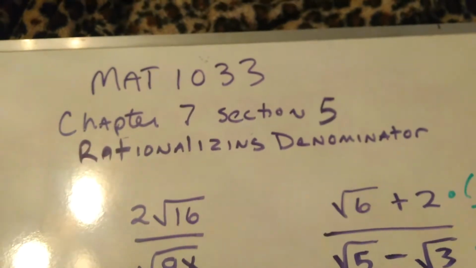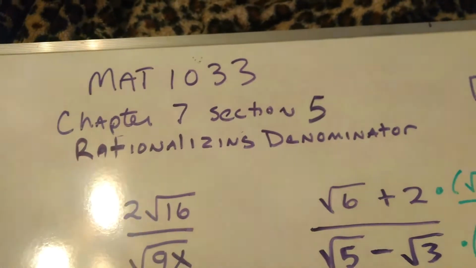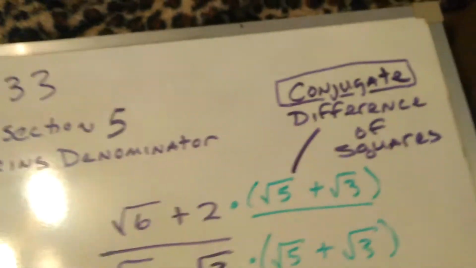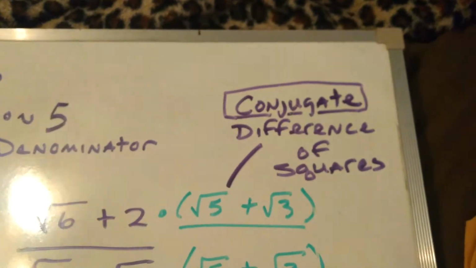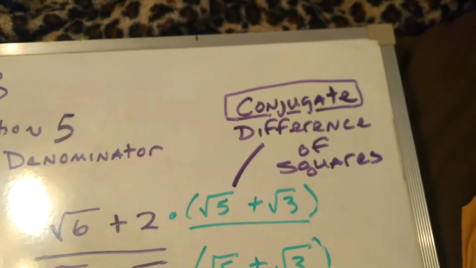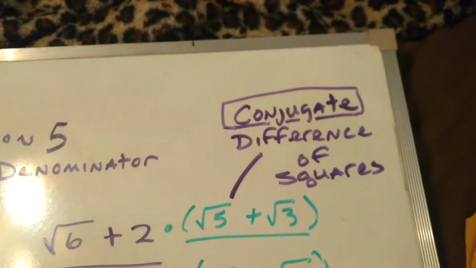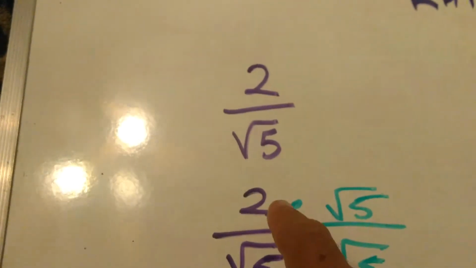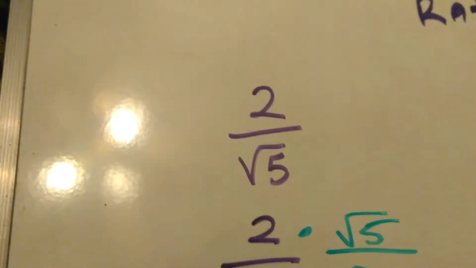For intermediate algebra, chapter 7, section 5, rationalizing a denominator. It also concerns itself with what we call a conjugate. Keep in mind, a conjugate is really just the second part to a difference of squares. Alright, rationalizing a denominator. We can never have a square root in the denominator's place.